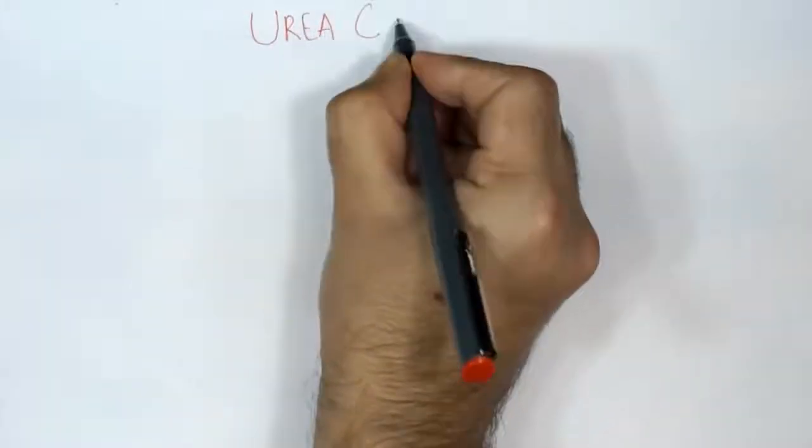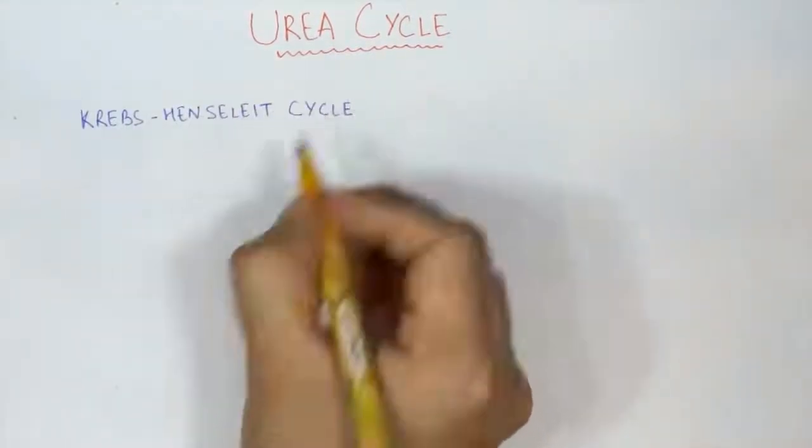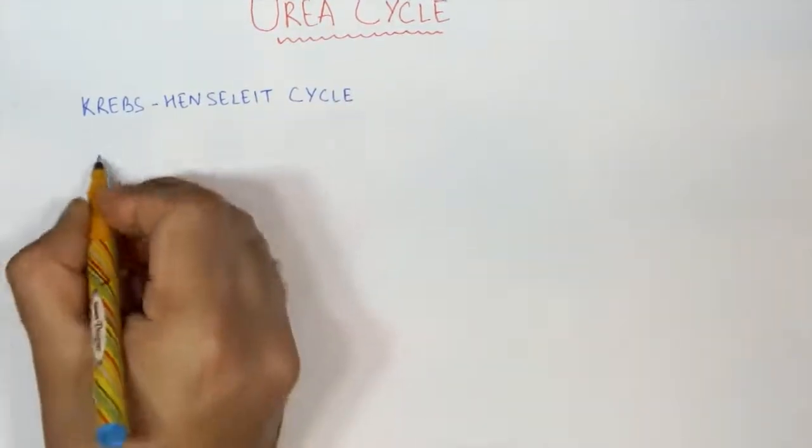In this video, we will talk about the urea cycle. Now, urea cycle is also known as the Krebs-Henseleit cycle. Before beginning the actual cycle, let's have an overview about what happens in the urea cycle.